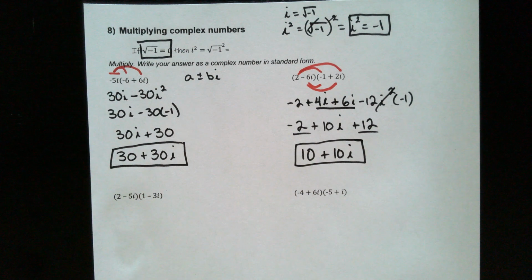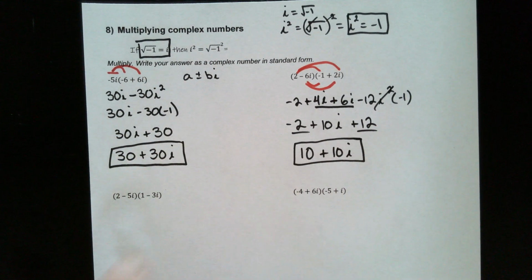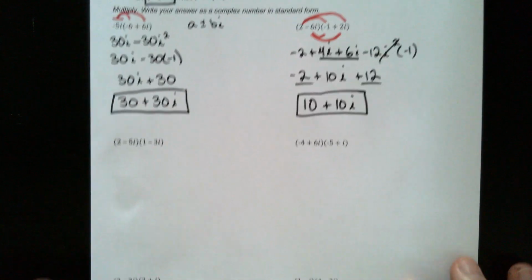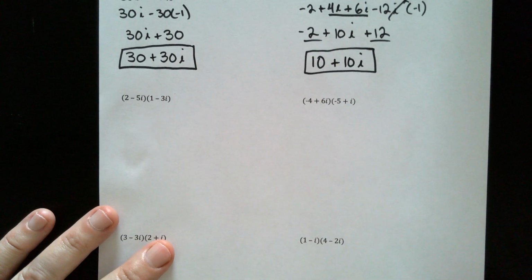You may be wondering, are they going to turn out that way every time? You got the 30 plus 30i, you got the 10 plus 10i. No, definitely not. You'll see that in a second.